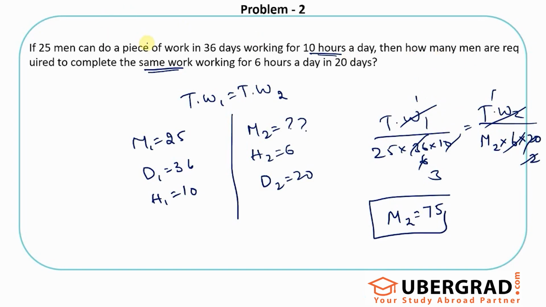See, sometimes the question can get to this level. They say that if 25 men can do a piece of work in 36 days working for 10 hours a day, then how many men are required to complete double the work, working for 6 hours a day? Here the work is not the same. Here the work is actually twice, or complete twice the work, right? Twice the work, double the work, whatever the wording they'll use.